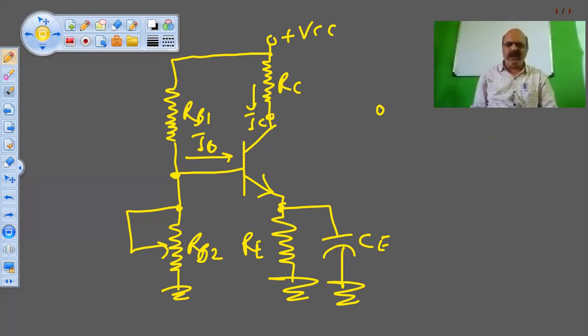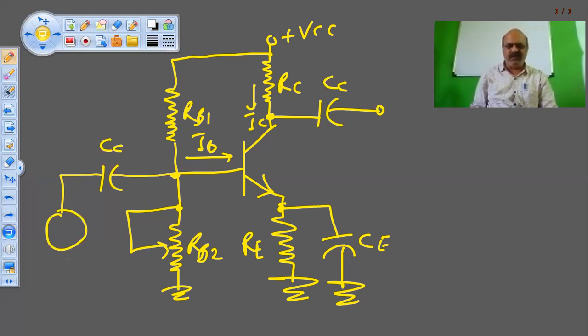Now I want to use it as an amplifier. So what I will do? I will use a capacitor here. This is called the coupling capacitor. One more capacitor I will use at the input side. This is also a coupling capacitor. And here I will apply the signal. Whatever input signal I want to apply, I will apply on this side. This is V in. Correct. And here I get V out.